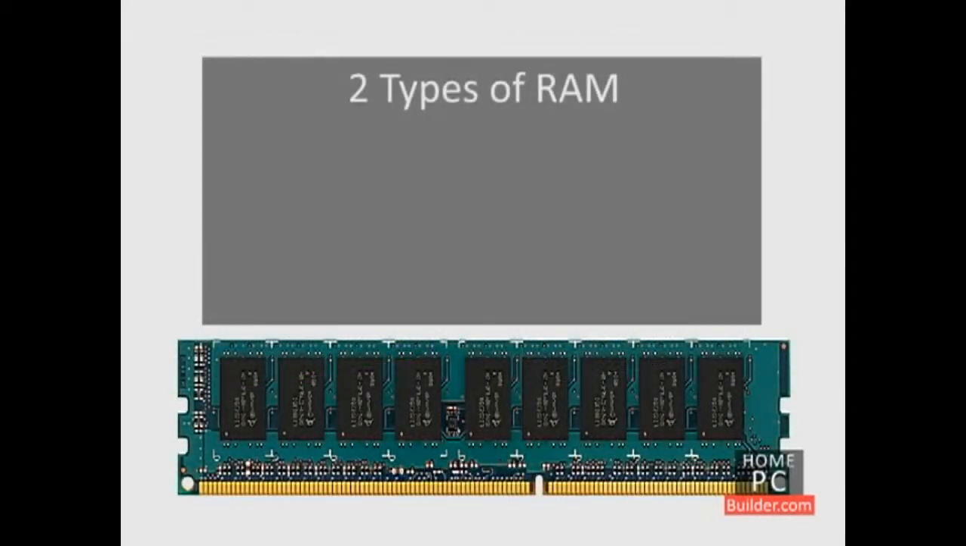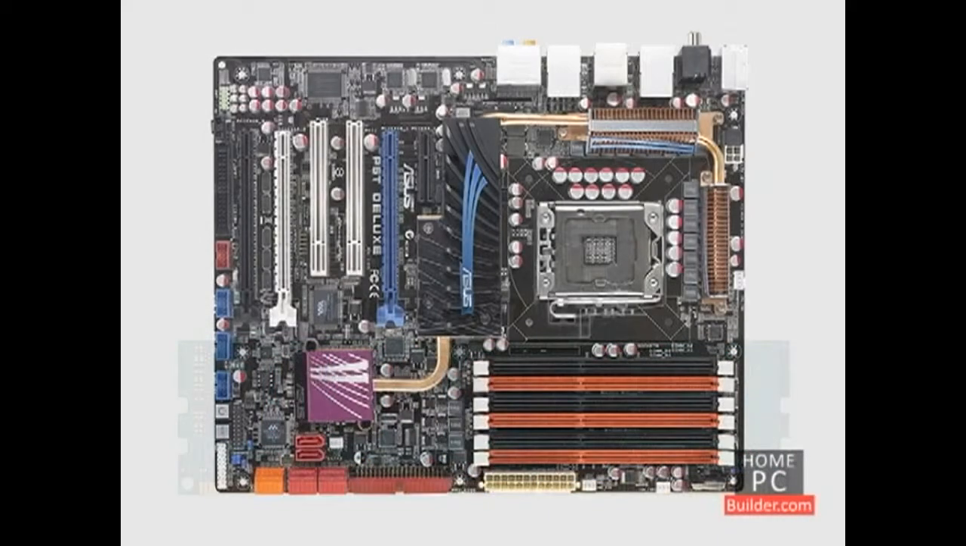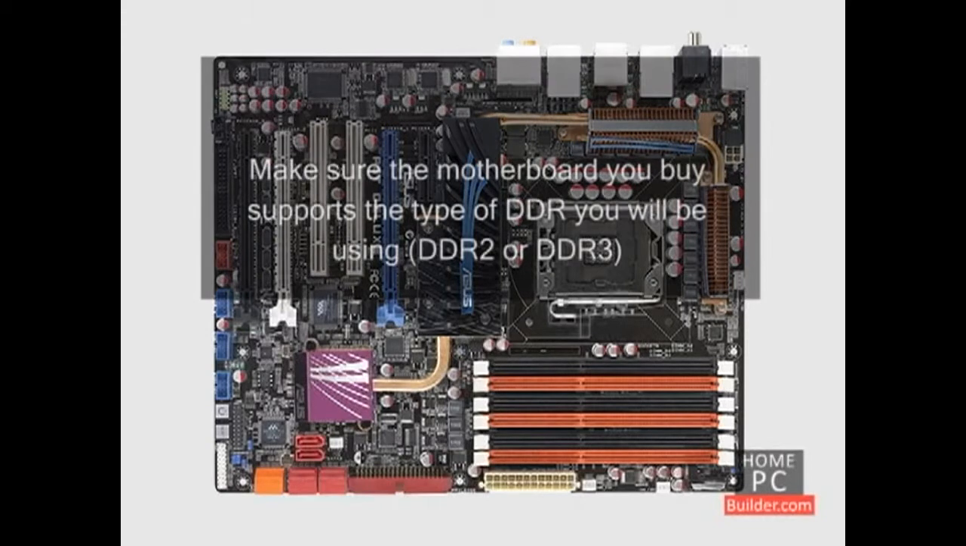There are currently 2 types of RAM used in computers today. The older type, which has been around for 5 years and is the most prevalent, is called DDR2. The newest type, which is now going mainstream, is called DDR3. DDR3 is able to run at higher speeds and therefore higher bandwidths. We'll go into speed and bandwidth in a moment. Keep in mind that most motherboards support either DDR2 or DDR3, so make sure the motherboard you buy supports the type of DDR you'll be using.